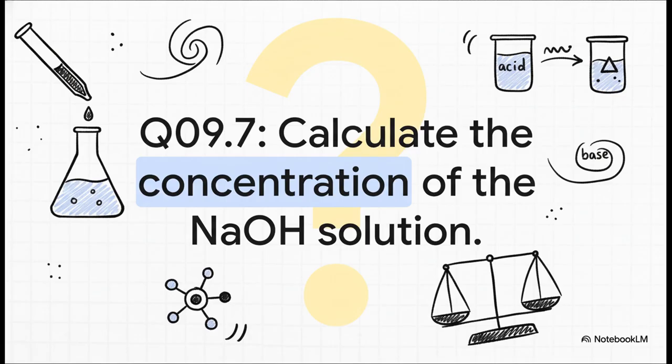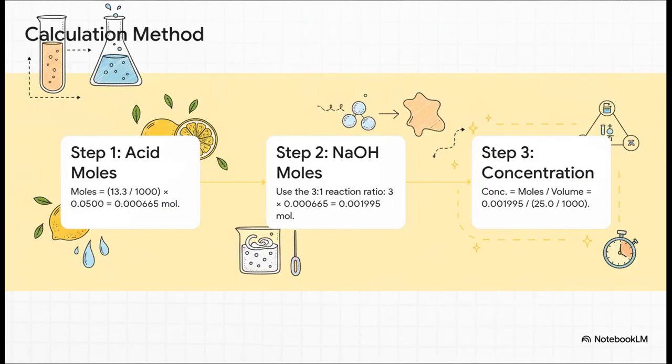We're told that 13.3 centimeters cubed of our citric acid solution neutralized 25.0 centimeters cubed of the sodium hydroxide. We know everything about the acid, but we need to find the concentration of the alkali. This is where we put it all together. Again, it's a step-by-step process.